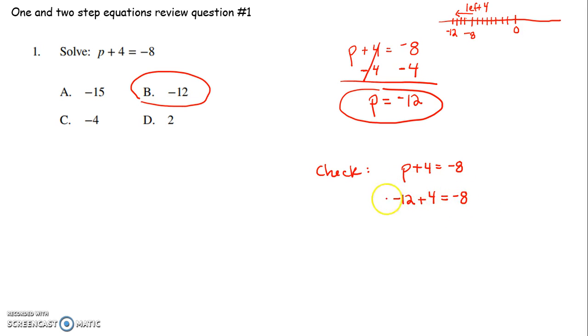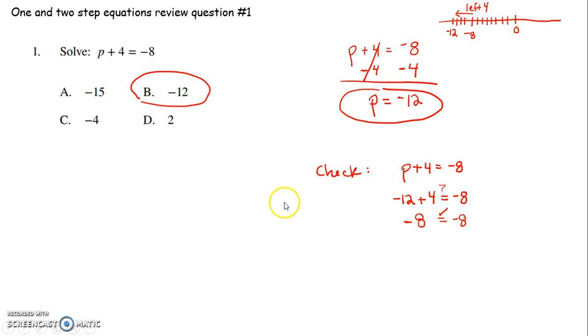You simplify this side. What's -12 plus 4? -12 plus 4, signs are different. Find the difference. So you subtract. 12 minus 4 is 8. You keep what you have more of. What do I have more of? Well, I have 12 negatives and only 4 positives. I have more negatives. So I keep what I have more of. Then I look at this side and I say, oh, yay! That does equal -8. So what that tells us is p equals -12 is the correct answer.